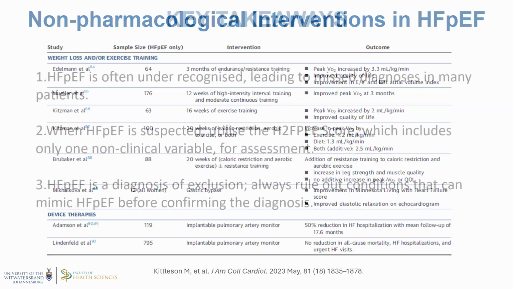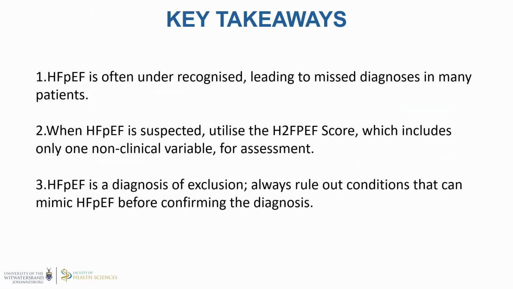Okay. All right, so the key takeaways: HFpEF is often under-recognized, mainly because most people don't know how to diagnose it, leading to misdiagnosis in many patients. And when HFpEF is suspected, you need to utilize the H2FPEF score, which includes two non-clinical variables for assessment. And heart failure with preserved ejection fraction is a diagnosis of exclusion, so you always need to rule out other conditions that mimic it, especially amyloidosis, and in our setting, constrictive pericarditis. Okay, well, thank you.